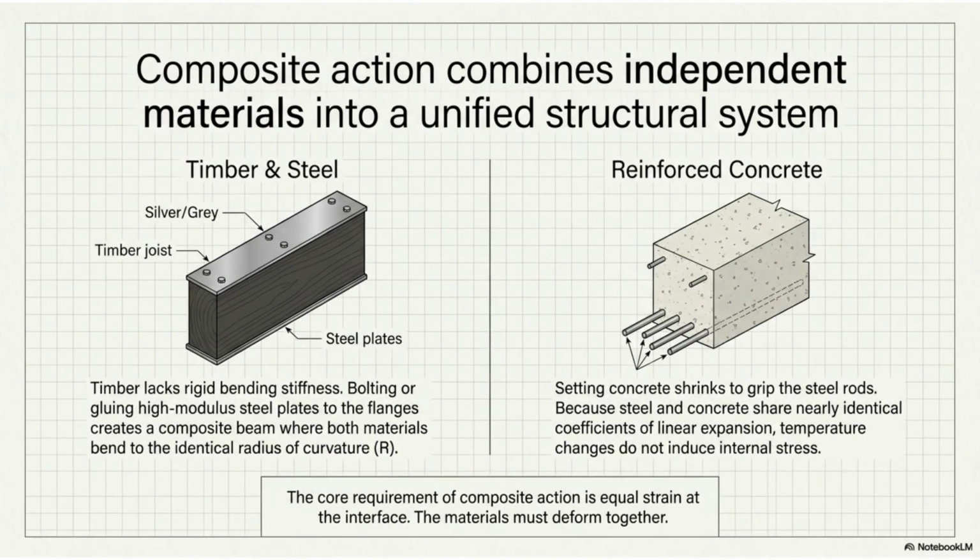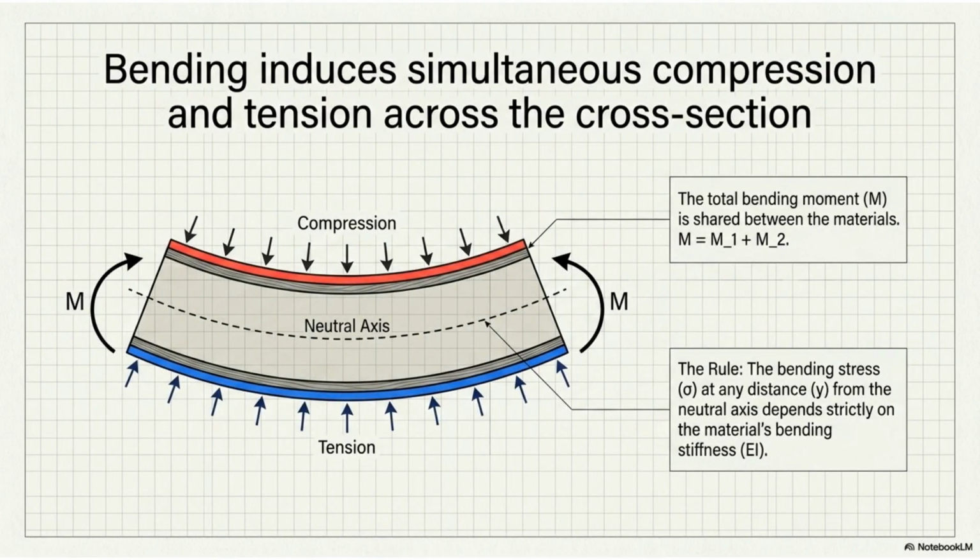Composite action combines independent materials into a unified structural system. Examples include timber and steel beams and reinforced concrete. The core requirement is equal strain at the interface, meaning the materials must deform together. Bending induces simultaneous compression and tension across the cross-section. The total bending moment is shared between the materials.